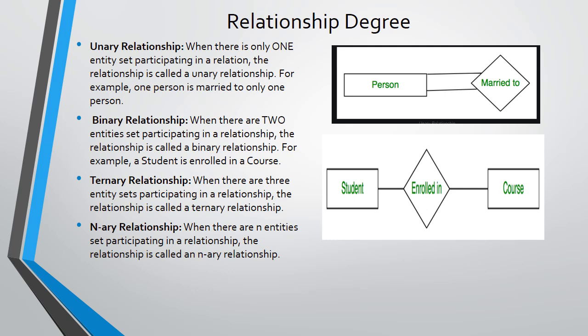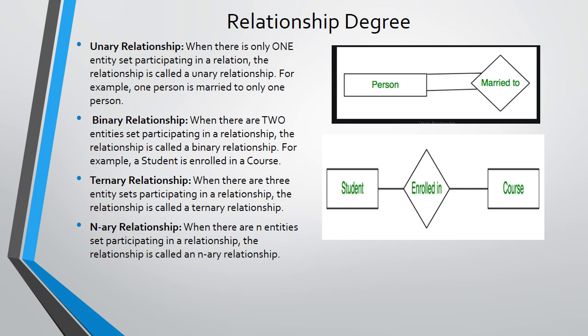A unary relationship is when there is only one entity set participating in the relation. The relation is called a unary relationship. In this relationship between the instances of a single entity type, it is also called a recursive relationship. For example, one person is married to only one person.